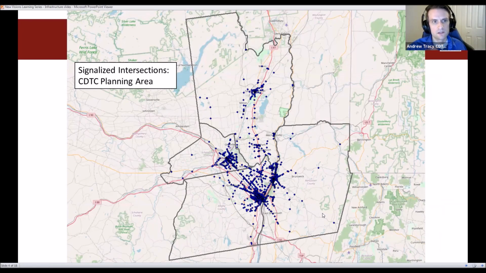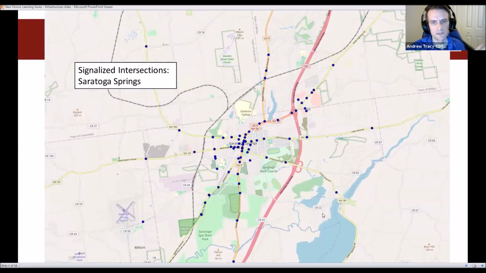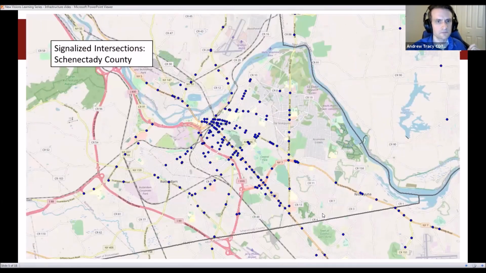Pictured here, all of the signalized intersections in the 4-county CDTC planning area, and I have some zoomed in maps of the inventory as well. Here's one for Saratoga Springs, showing some of the signalized roadways going in and out of the city. Another map for Schenectady County, and you can clearly see some of the main signalized arterials, such as Central Avenue, showing up on maps like this.